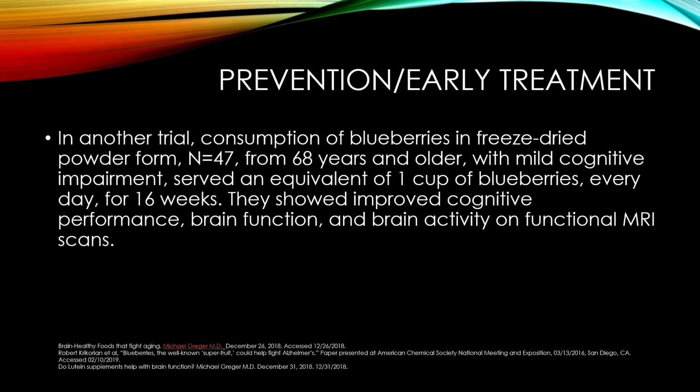In another trial, consumption of blueberries in freeze-dried powder form was used, and this was just 47 patients. They were from 68 years and older with mild cognitive impairment. So these ones were actually shown to have mild cognitive impairment, and they were served an equivalent of 1 cup of blueberries every day for 16 weeks. 1 cup of blueberries. And they showed improved cognitive performance, brain function, and brain activity on functional MRI afterwards.